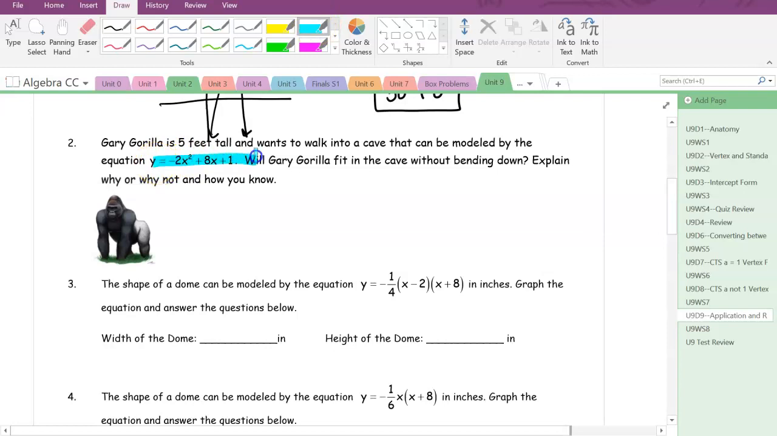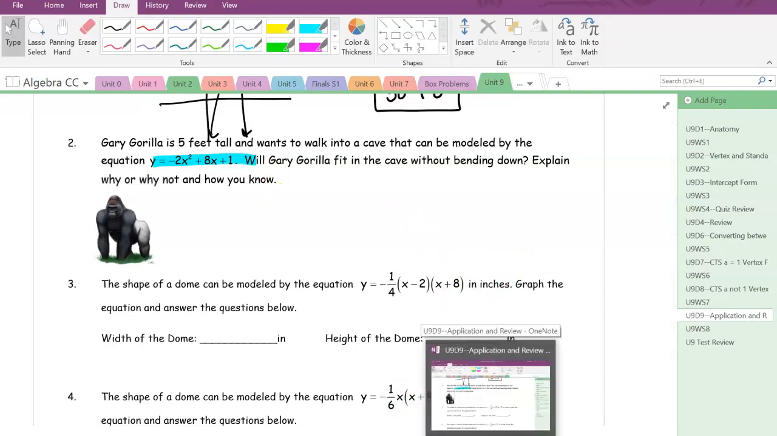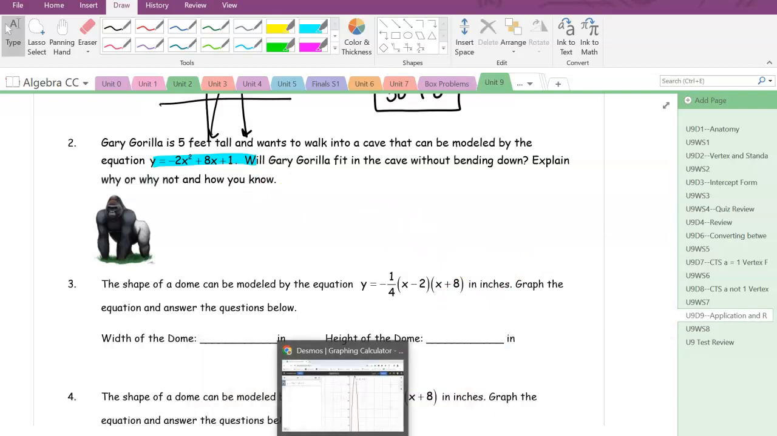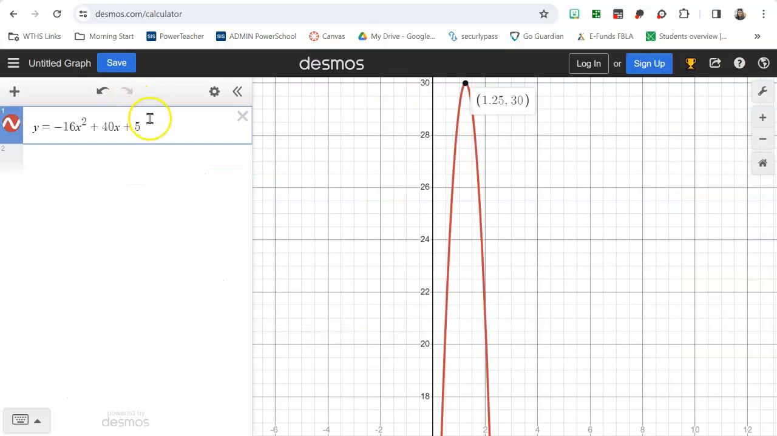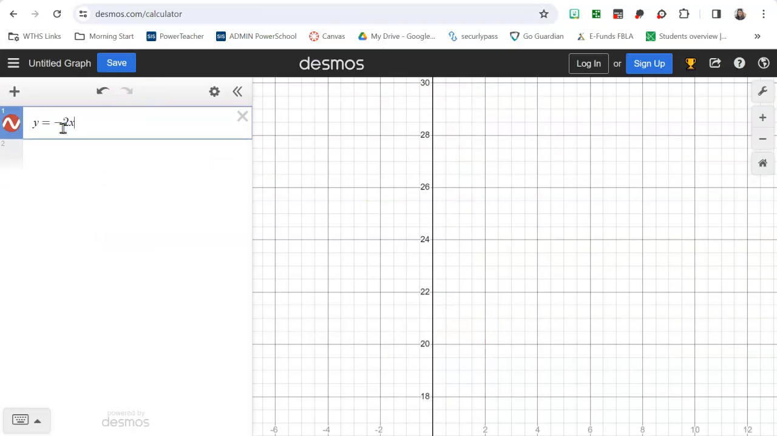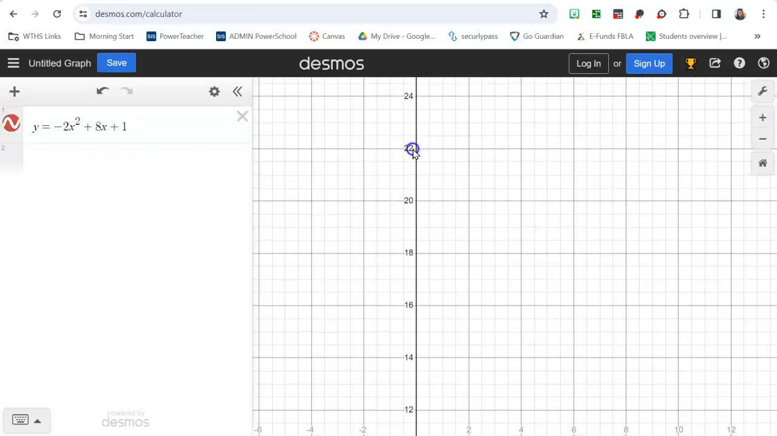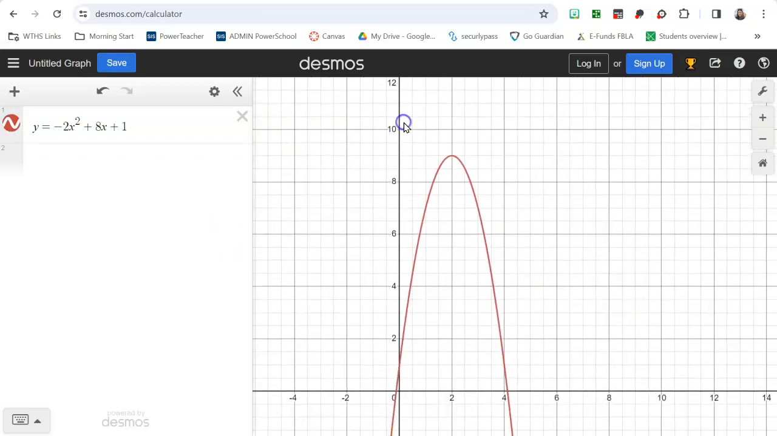Taking this a step further, we want to see if Gary Gorilla is going to fit into the cave without bending down. All right, so we're not just asking for what his height is like we were in the last problem. We're actually asking to see if Gary Gorilla will fit. So let's type our equation in again. Oops, that's not right. So negative 2x squared plus 8x plus 1.